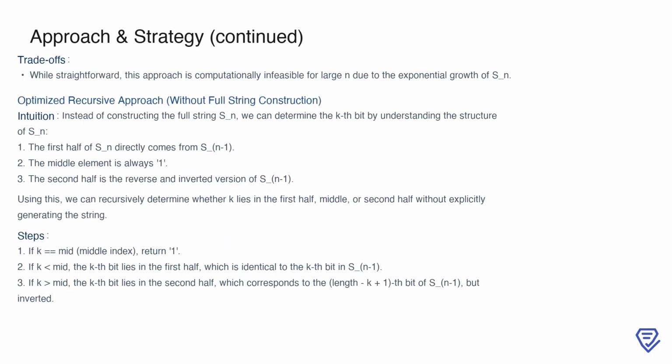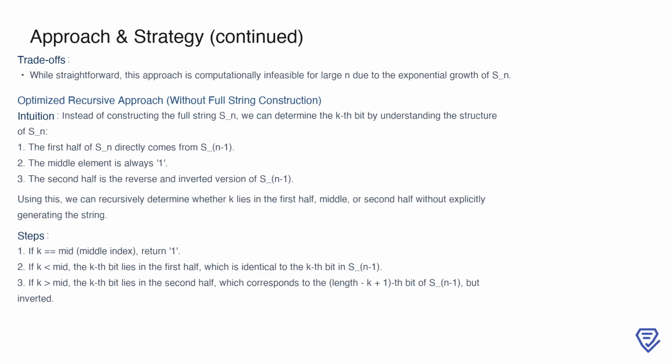Now, let's consider an optimized recursive approach that eliminates the need to construct the full string s_n. This method is based on analyzing the structural properties of s_n. The key insight is that s_n can be divided into 3 parts: the first half, which is identical to s_(n-1), the middle element, which is always 1, and the second half, which is the reverse and inverted version of s_(n-1). By leveraging this symmetry, we can determine the kth bit without explicitly building the string.